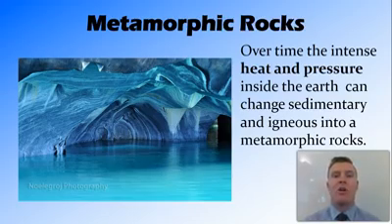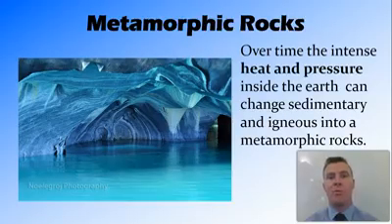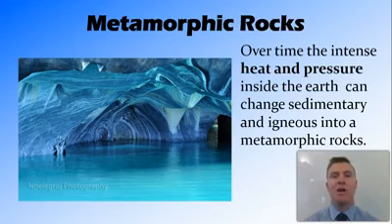The third type of rock is called a metamorphic rock. And this again comes from a Greek word, meta being change and morph being form. So over time, inside the Earth, the immense heat and pressure causes those rocks in the Earth to change form. So it might come from an igneous rock, or it might come from a sedimentary rock, but we end up with metamorphic rocks, which have different properties from the rocks that they're formed from.